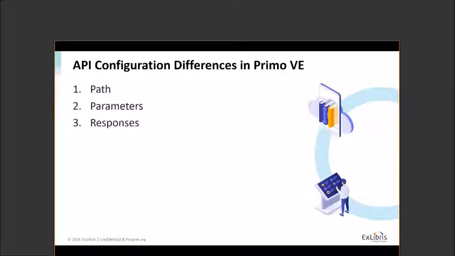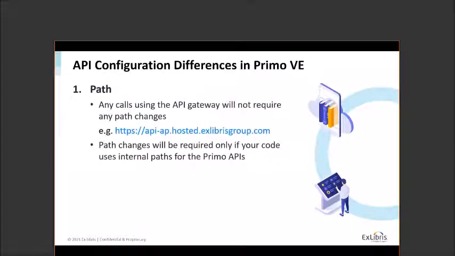For each of the following areas, you may see a difference in your API's configuration, paths, parameters, and responses. Let's start with the path. Most of you are using the API gateway, so any call using that gateway will not require any path changes. For example, your original gateway is api-ap.hosted.exlibrisgroup.com. In case you have an API call using this gateway, you will not be required to change the path.